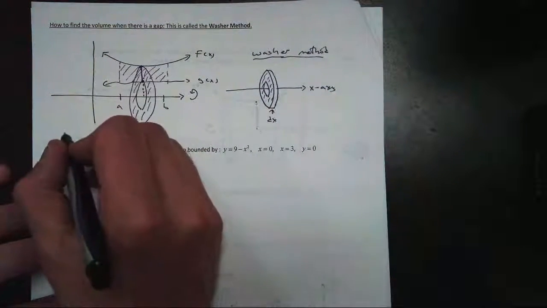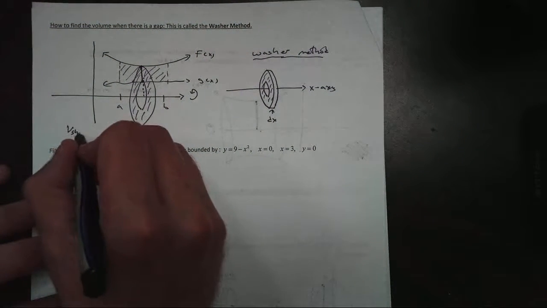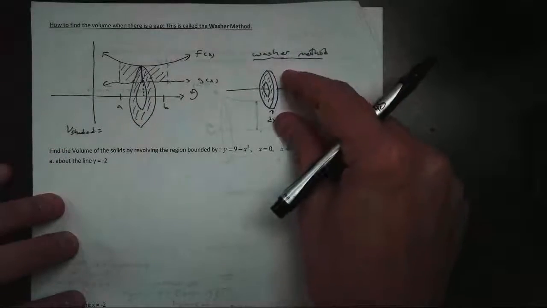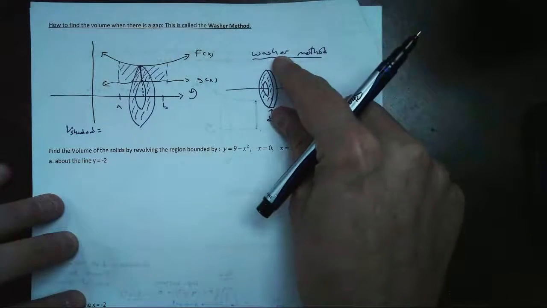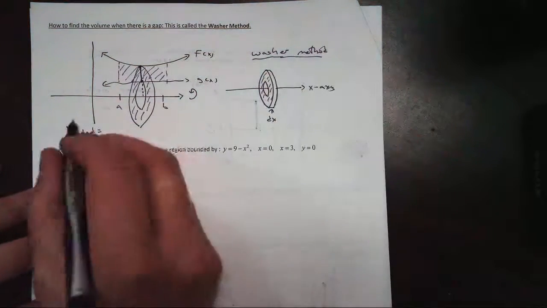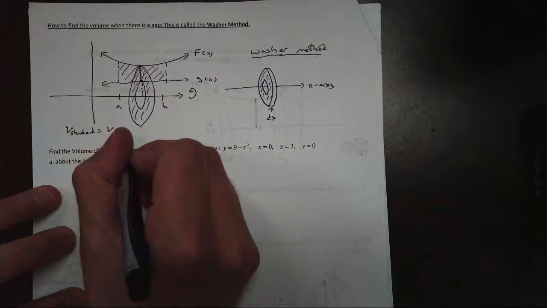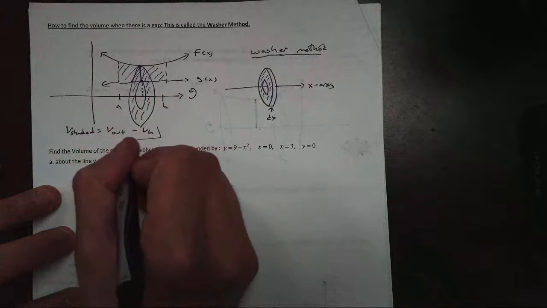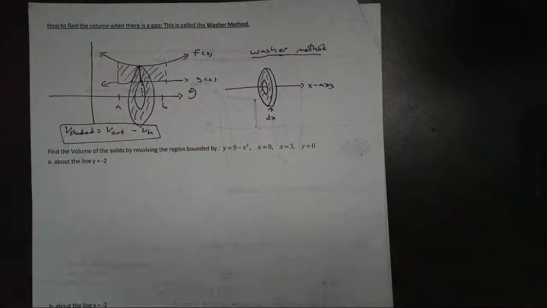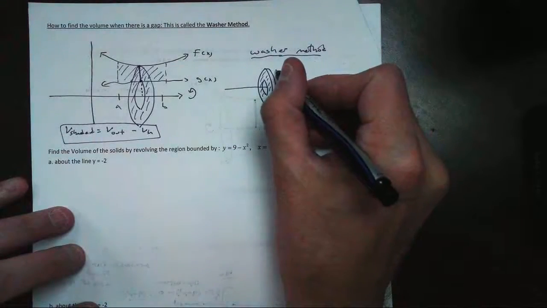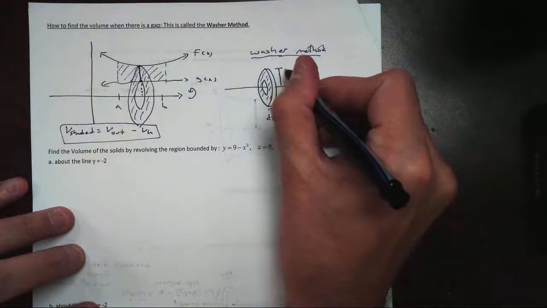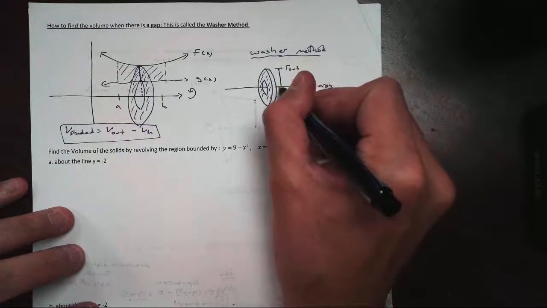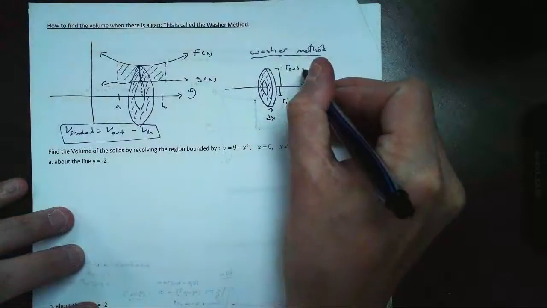If I want to find the volume of the shaded region, just from geometry, I'm going to take the volume of the outside disk minus the volume of the inside disk. So I take the volume of the outside function minus the volume of the inside. And there's the equation that we're going to use. So the question is, how do we find the volume of the outside and the volume of the inside? Very simple. I need the radius of the outside. I need the radius of the inside.